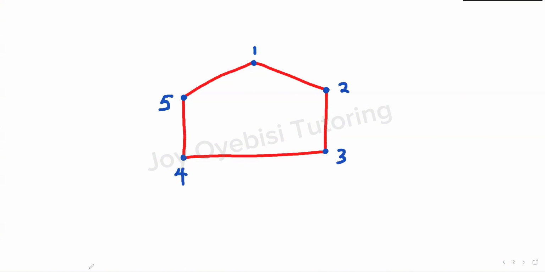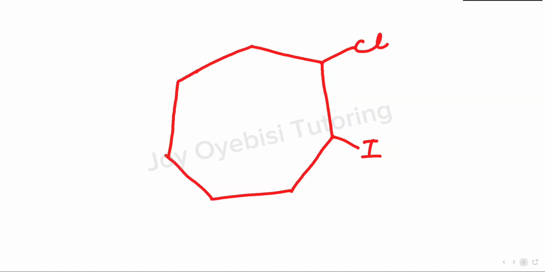Now the prefix for 5 carbons is pent. But because this is cyclo, we're going to start with cyclopent. So 5 carbons in a cyclic form. And then because this is an alkane, alkanes will just have single bonds, that will end with A, N, E. And the name of this compound will be cyclopentane. And that is it.